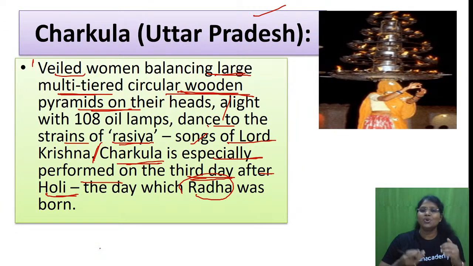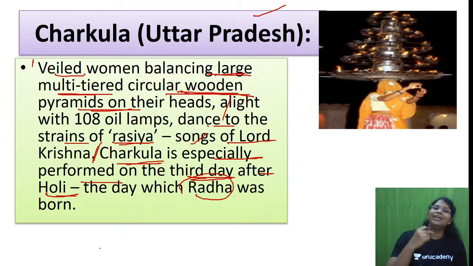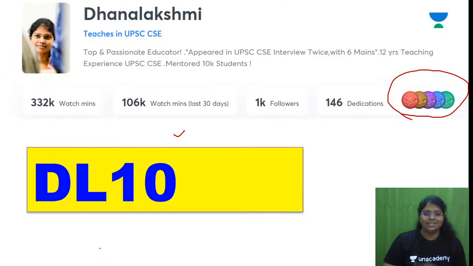Feel, faces closed and multi-tiered. Okay, it is like a multi-story building. It is like a multi-tiered circular wooden pyramid. Already it will be heavy, with height. And oil lamps, how many lamps? 108 oil lamps. Really, it's unimaginable. Charkula, Uttar Pradesh. So this is your DL map.